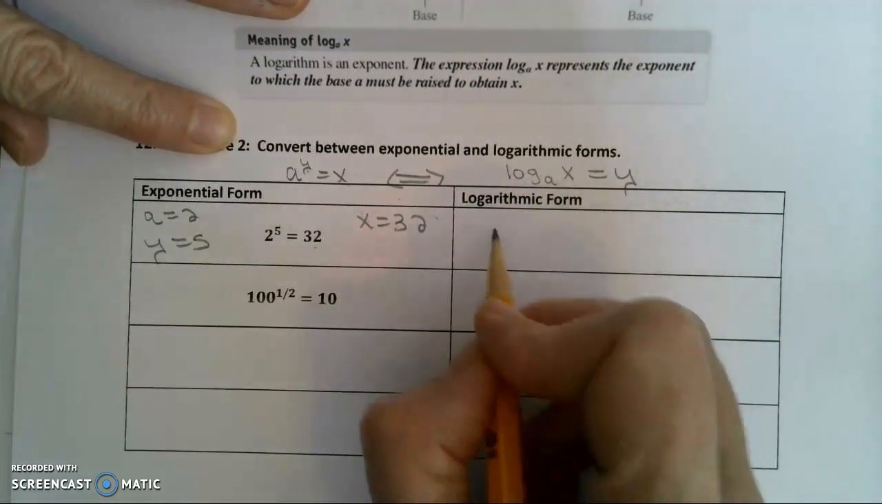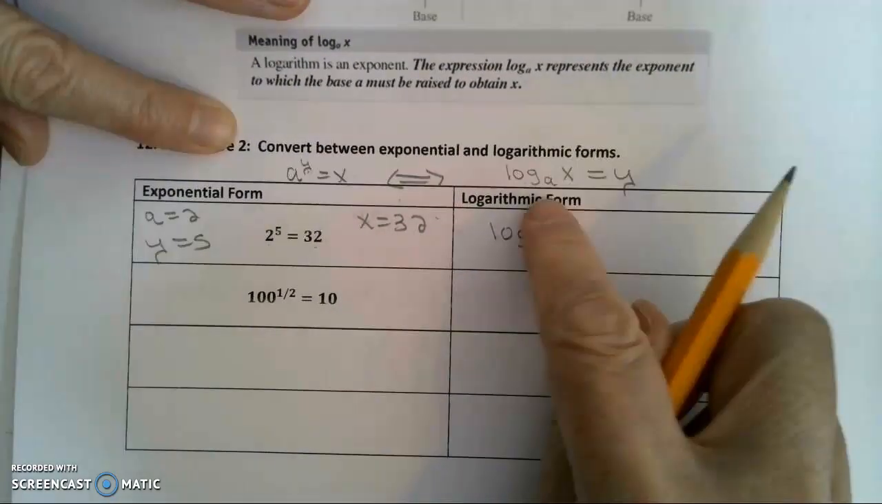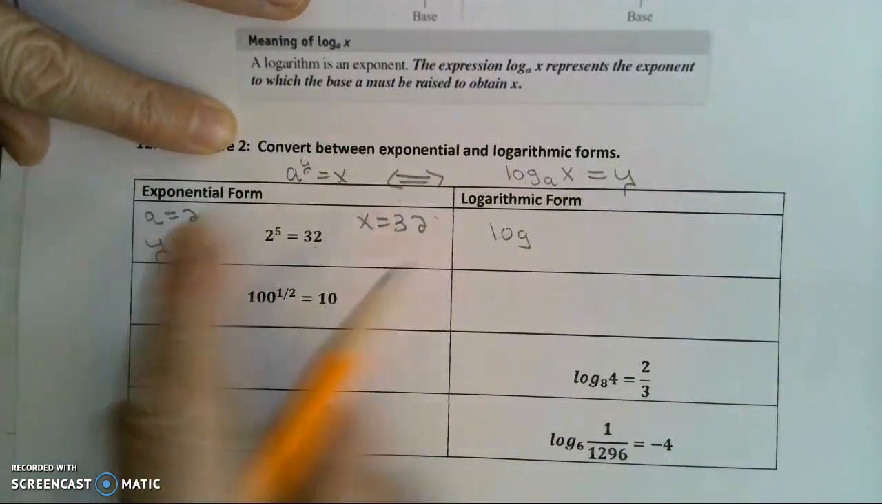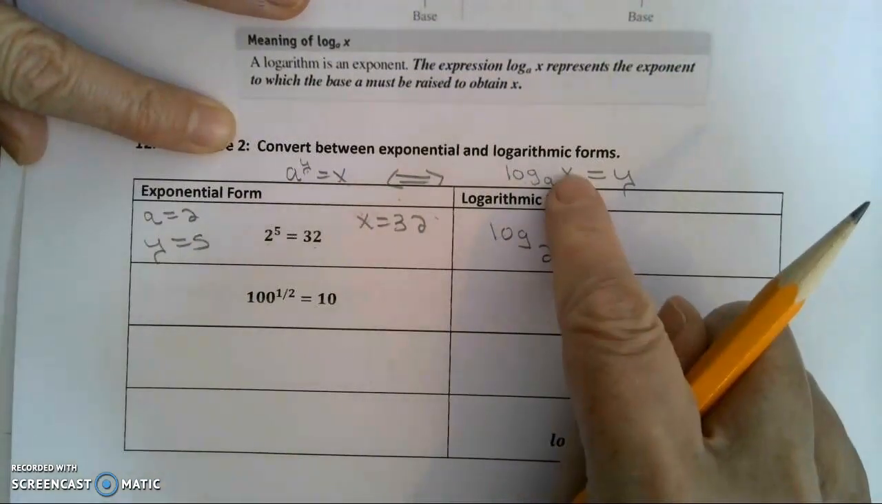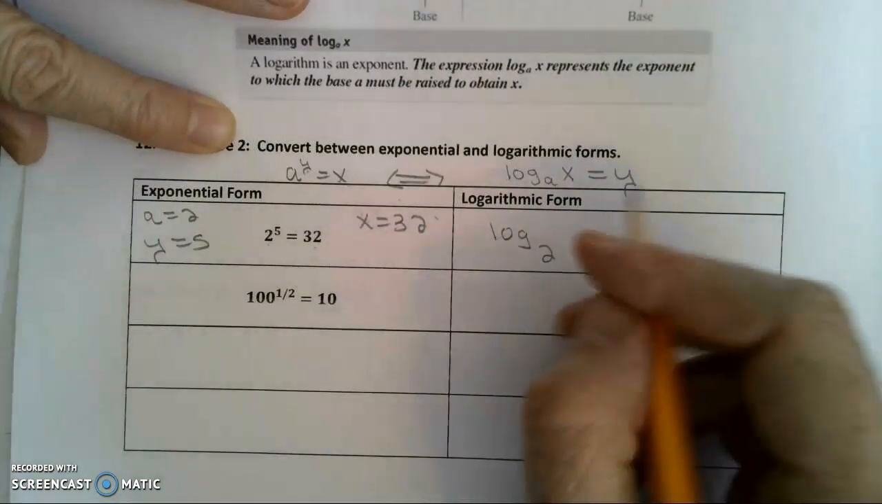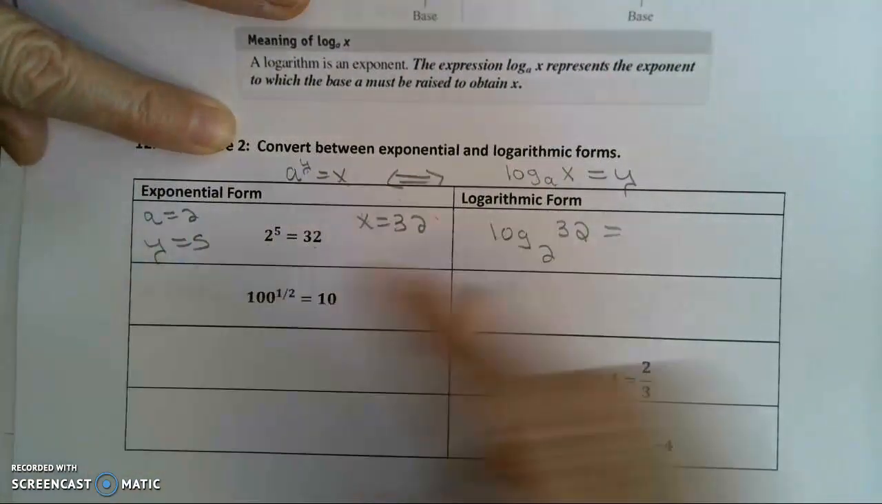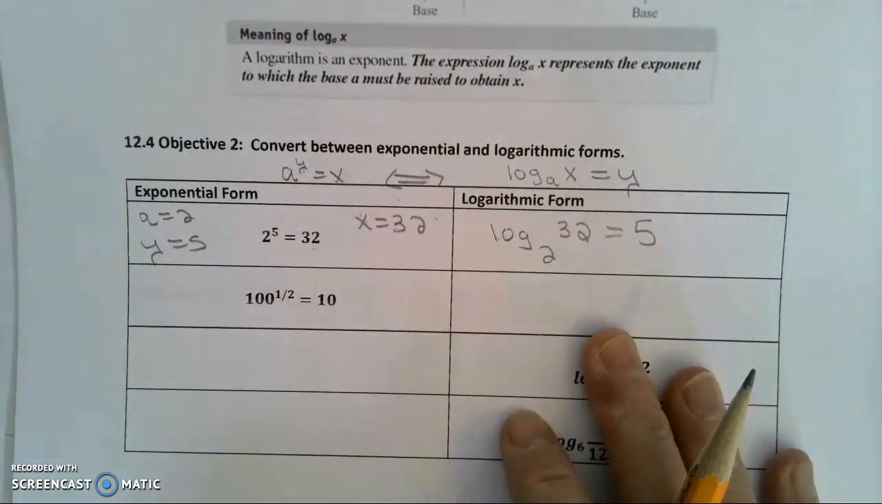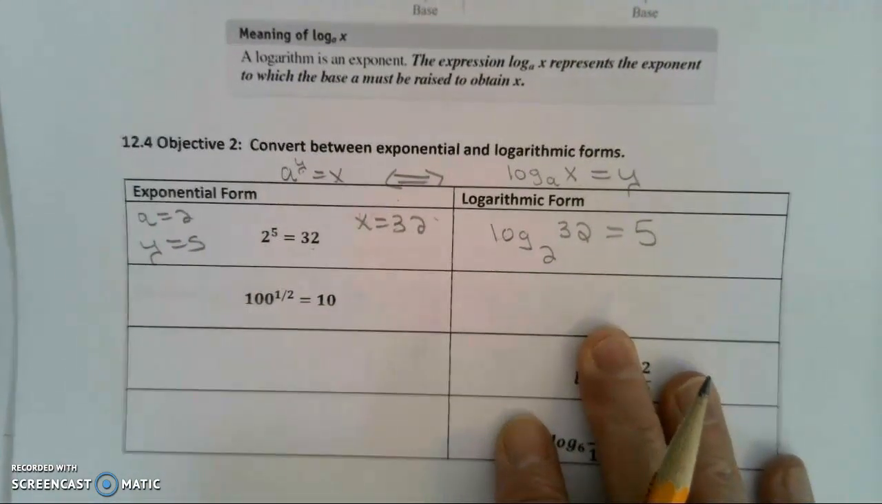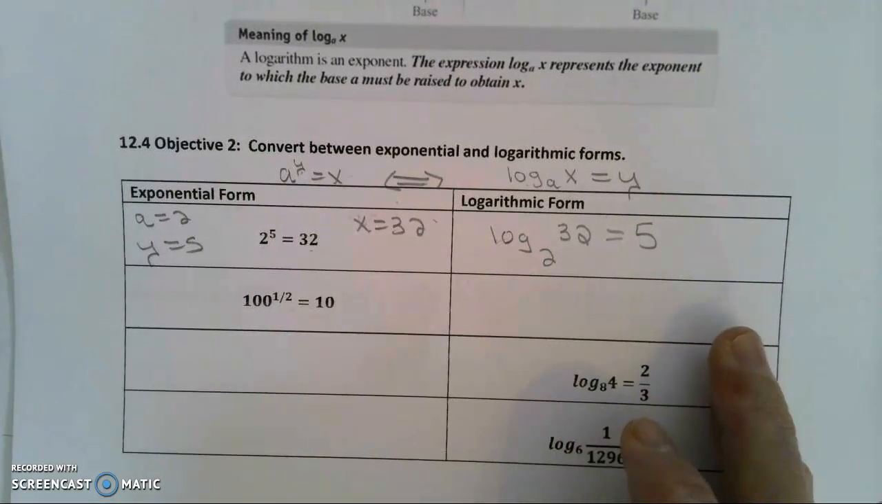So it's log base A, which was 2, that's my base, of x, which is 32, is equal to y, which is 5. Okay, so that's our first example. And we're going to go through a couple more examples beyond this.